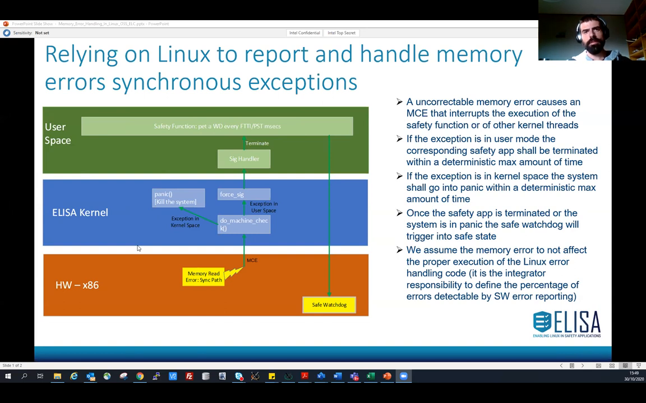So here, in this picture, we have an x86 system. In the working group, we are also looking at the ARM architecture, but the analysis I've done extensively is for x86. We have a machine check exception caused by a memory read error, which is a synchronous machine check exception. This exception is handled by do_machine_check, and this can turn into two possible outcomes. One is that the exception happened in user space, and therefore the signal handler will terminate the user space application. Otherwise, if in kernel space, today we panic.